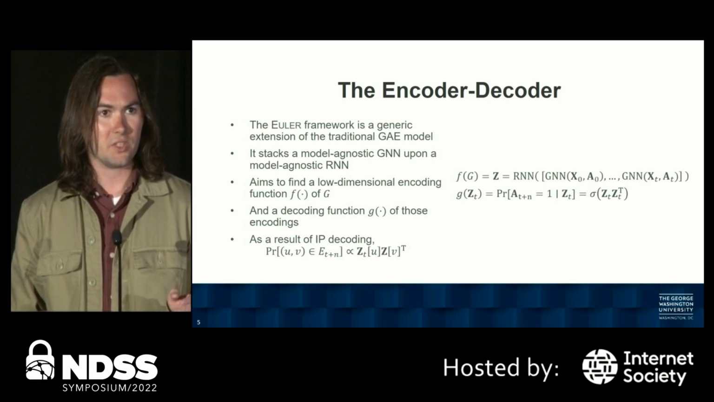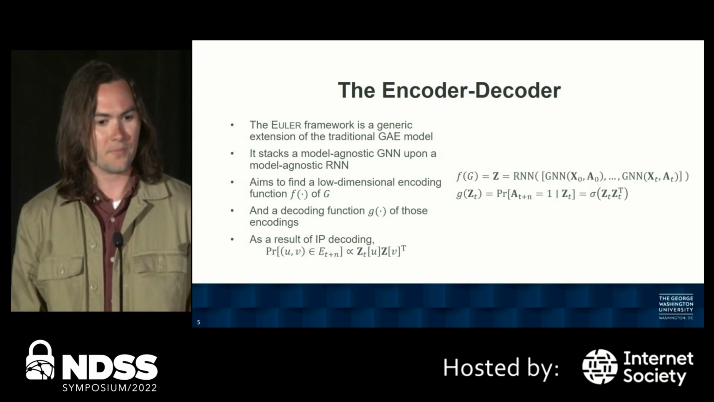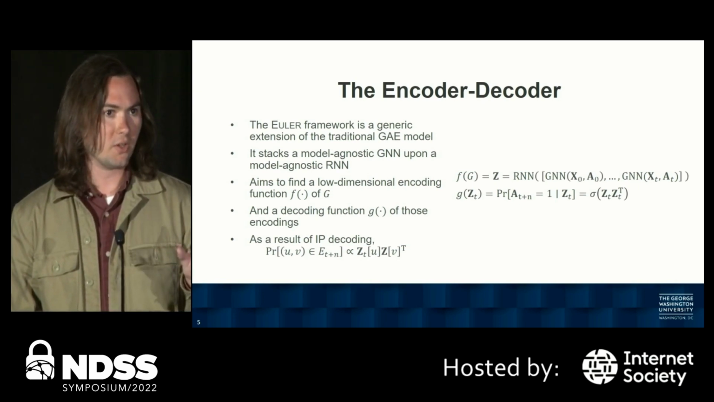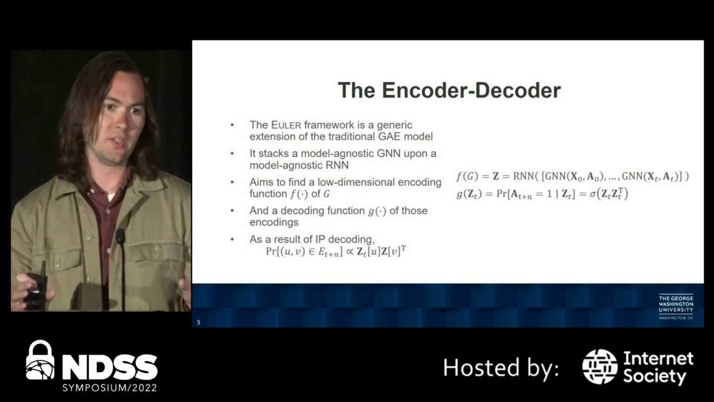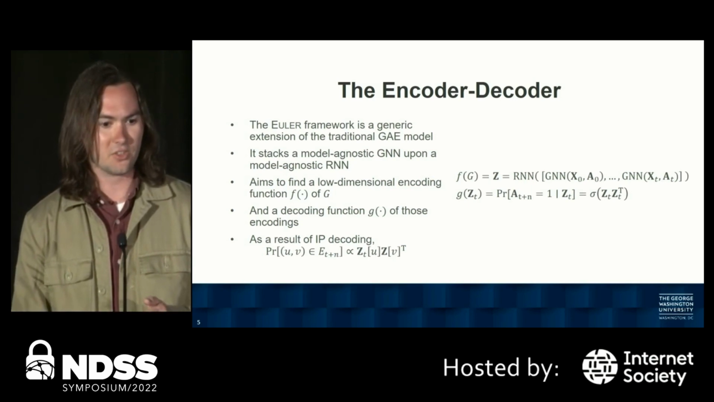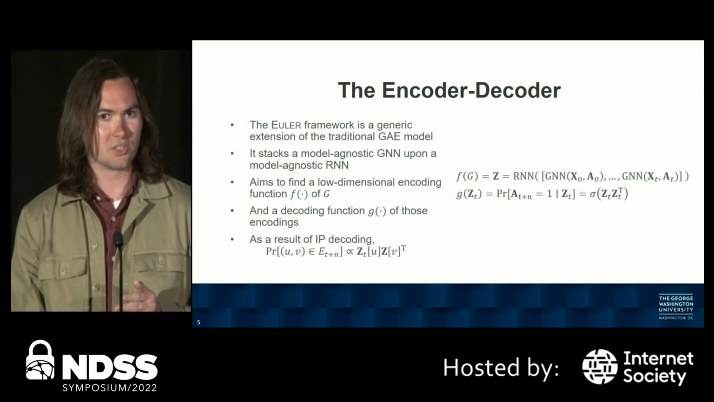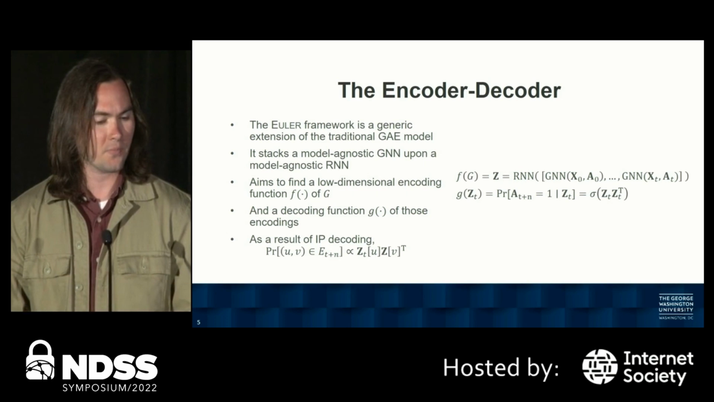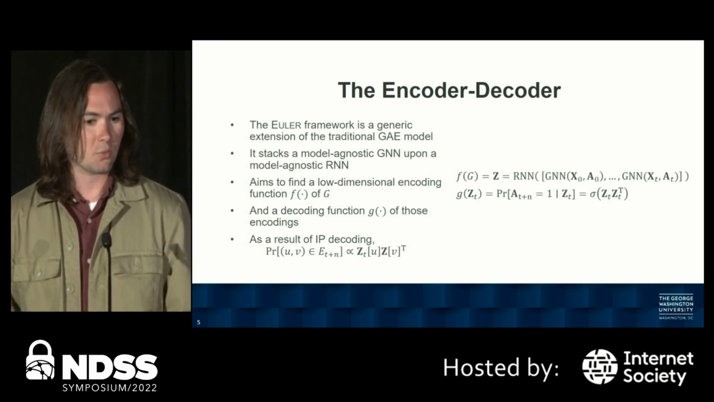For most of this, we just use a simple inner product decoder, which means you take the embedding for one node, take the embedding for another node, and take the dot product, and then the sigmoid of that is the probability of whether or not there's an edge. We did do some experimentation with that function as well that I'll get into later, but for the most part, inner product worked quite well.